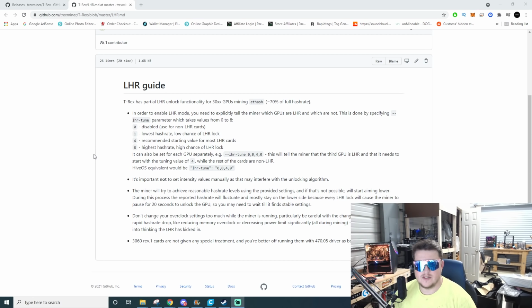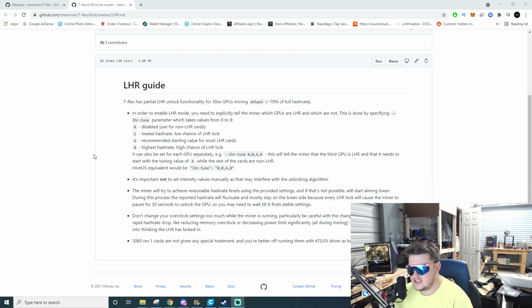But according to some videos I've seen and people recommending this to me, it burns less power, and you can fine tune it, or it kind of fine tunes itself. In order to enable LHR mode, you need to explicitly tell the miner which GPUs are LHR and which are not. This is done by specifying the LHR tune parameter, which takes values from 0 to 8. 0 is disabled, 1 is lowest hash rate, 4 is the recommended starting value for most LHR cards, and 8 is the highest hash rate, but with a high chance of LHR locking.